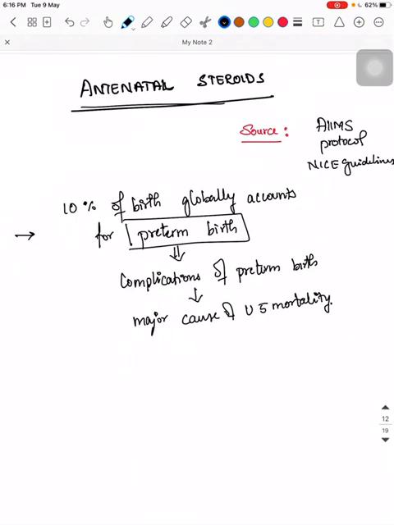Okay, so we'll see the benefits, mechanism of action, dose and duration, and which week to give these antenatal steroids to the mother. Okay, first we'll see the benefits.